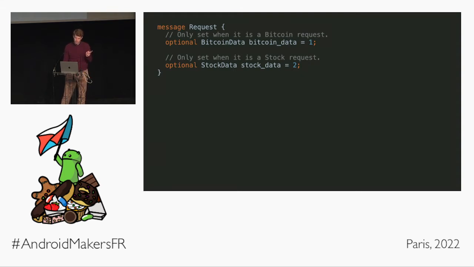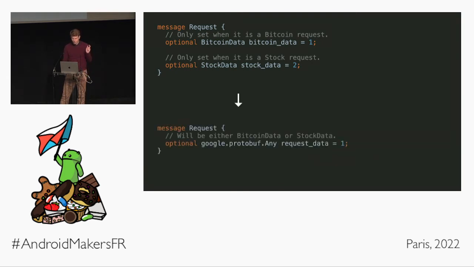This is an example about Any. Let's say you have a request, and in some cases Bitcoin data is filled, in some cases stock data, and the server would say, okay, depending on what we get, we'll change the logic. Any allows you to have only one field, and basically just set an object into this wrapper, and so the server would say, okay, I try to unwrap this as a Bitcoin data. If it succeeds, this is it, otherwise continue.